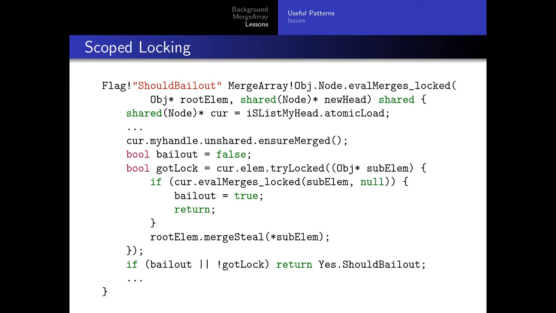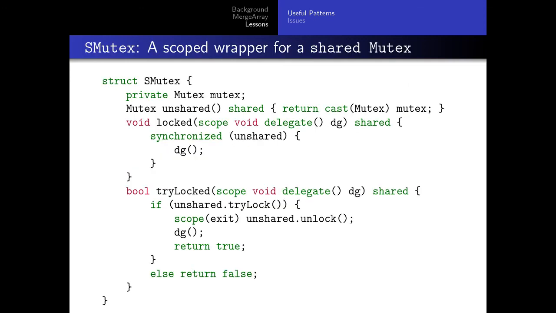So this is part of going through the merge list and evaluating things. This is the part where it's recursive. So you have the current element you're looking at in your list. You do try locked, and then you do the recursive call on that node and your current node there, and then if it returns that it should bail out, then it bails out. Otherwise, it does the merge steal, and then here at the end is one of the conditions for bailing out.